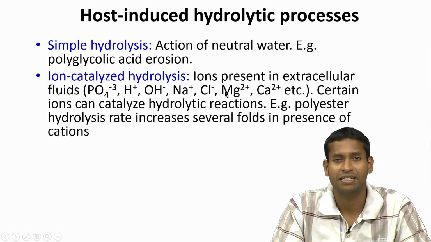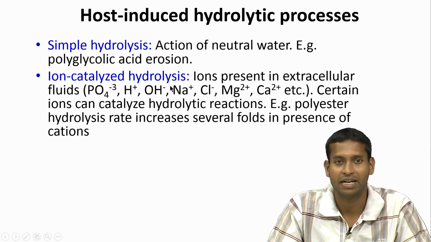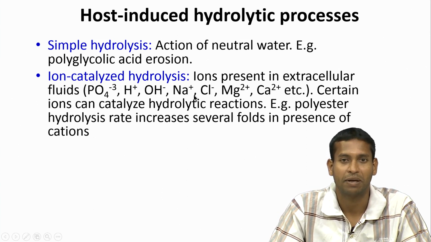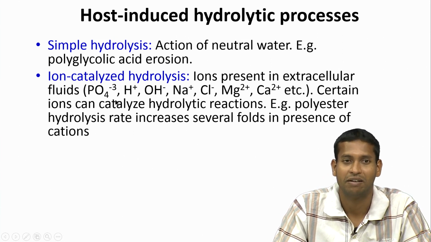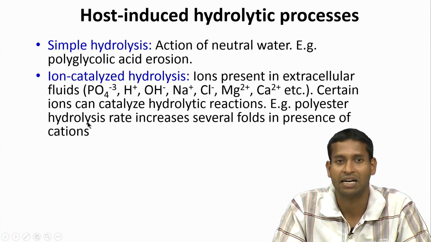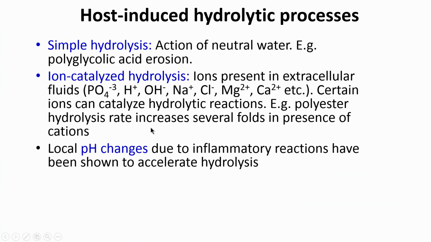You can have ion catalysis. Our body contains lots and lots of ions, including phosphate, calcium, magnesium, sodium. All of these ions can actually catalyze these hydrolytic reactions. Typically polyesters, which are a class of polymers with the ester bond in the backbone, will have hydrolysis happening through these catalyses mediated by these ions. So, this will essentially increase the rate. You can have local pH changes. The pH of the local environment will also affect how fast or how slow these things degrade. Depending on what the polymer is, some may have a higher degradation at lower pH, some may have a lower degradation at higher pH. So, all of these will be monitored.